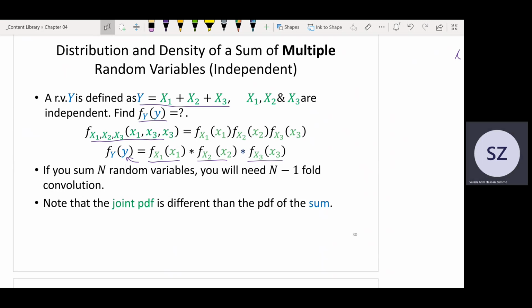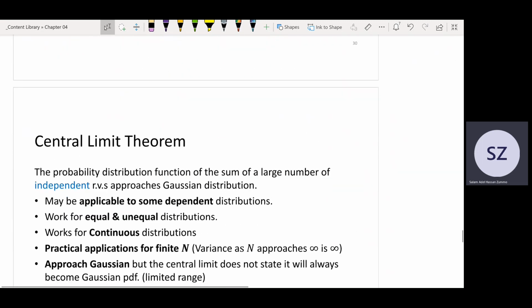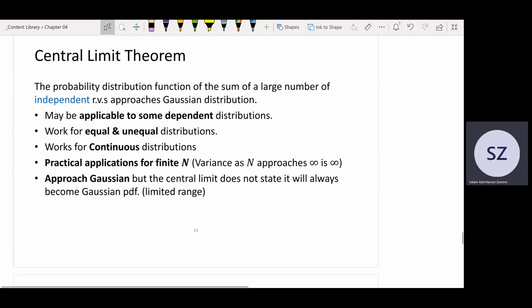Right? Which doesn't make sense. So in general, if you have a sum of n random variables, you need n-1 convolutions, which doesn't make sense. And this leads us to what we call the central limit theorem. The central limit theorem is a well-established theorem in probability that says the following.